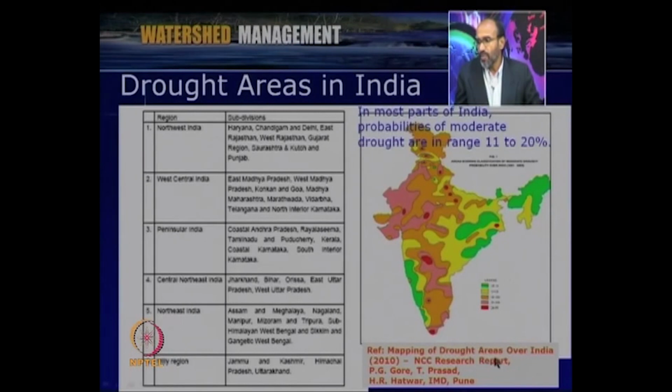So, a mapping of drought areas over India in this report. Say you can see the probabilities of moderate droughts. For example, moderate drought is indicated from 11 to 20%, given by this color. That is distributed like this. So, with respect to moderate droughts, they have come up with this map based upon the data analysis for 100 years.